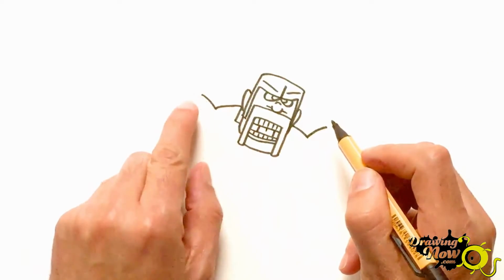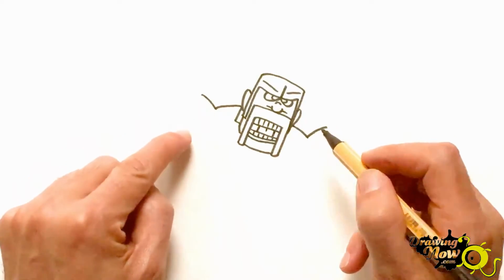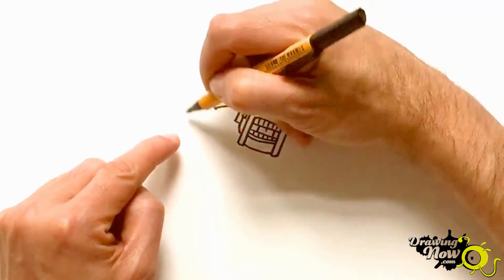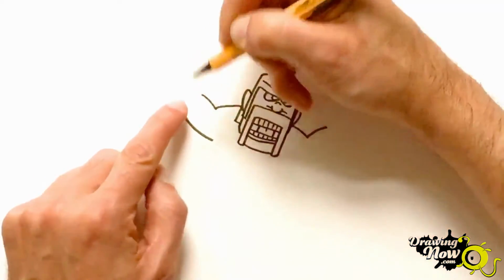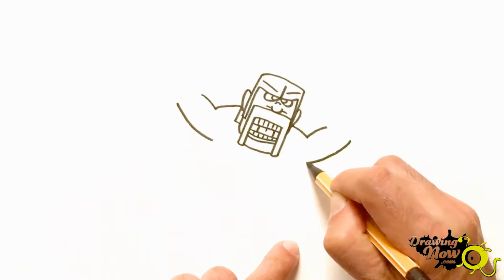So this is the shoulder, this is part of the arm, and now we will have underneath, the opposite point will be from here to here. So this is the arm. You have exactly the same on the other side, the arm.